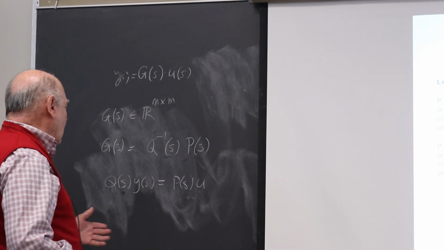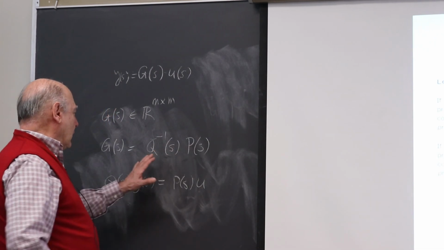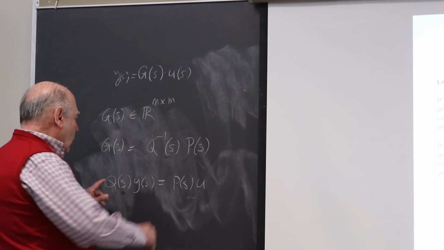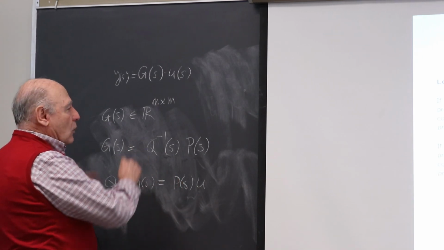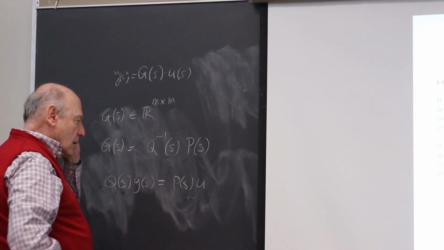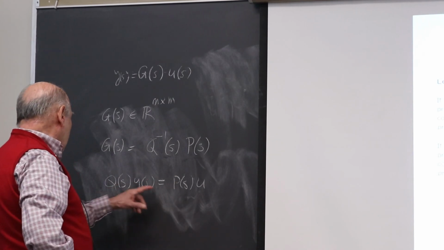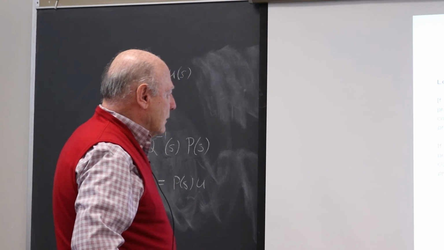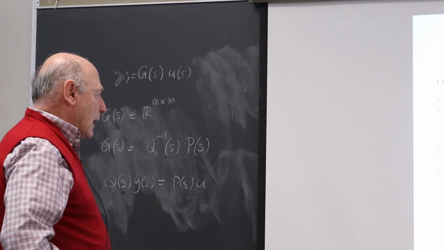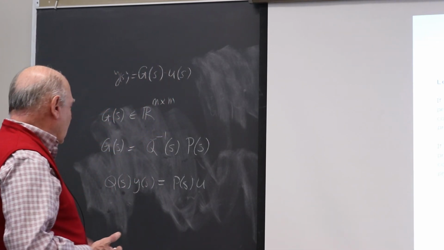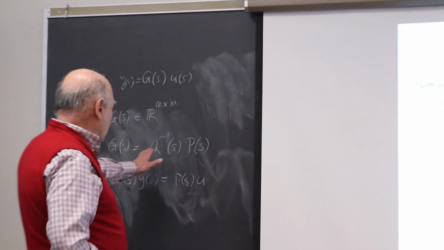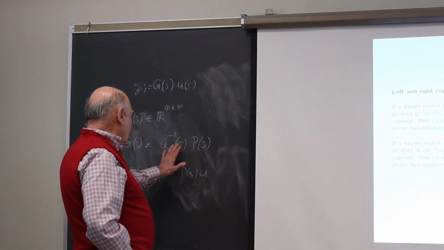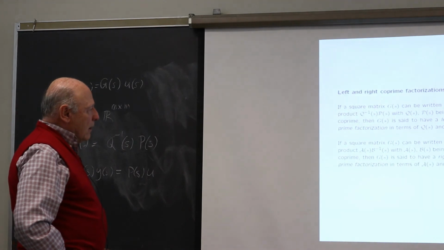And in that case, we would have to check that this possibility of factoring out G corresponds to left coprime matrices Q and P. If that is the case, then we say that G has a left coprime factorization, and we will denote this factorization by this.